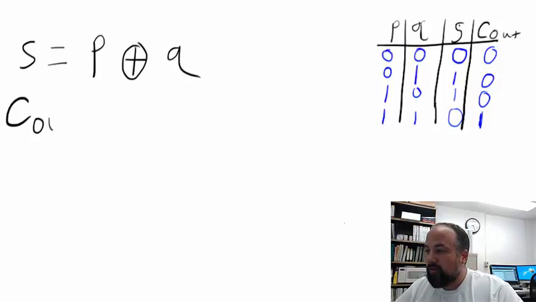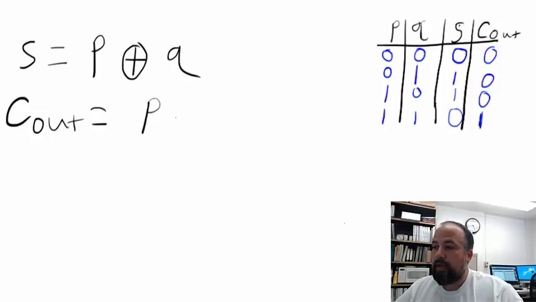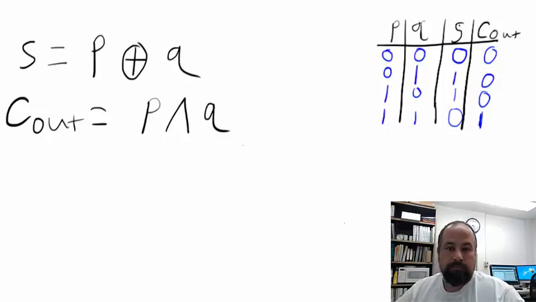For C out, that one is P and Q, right? We were using that and symbol there.